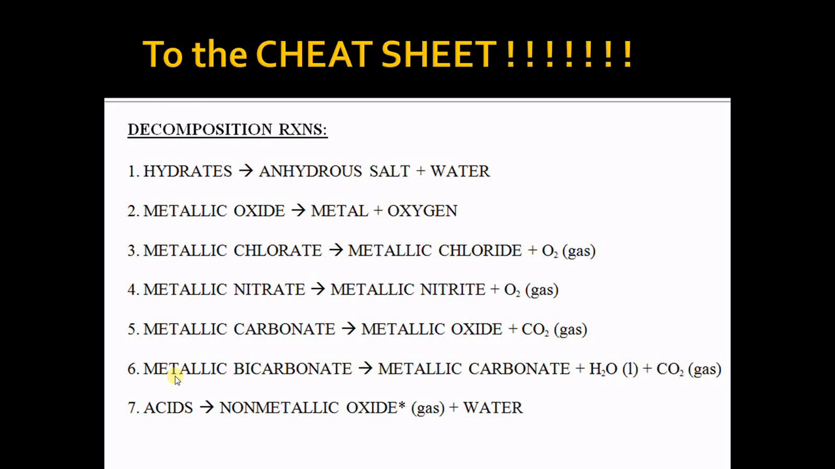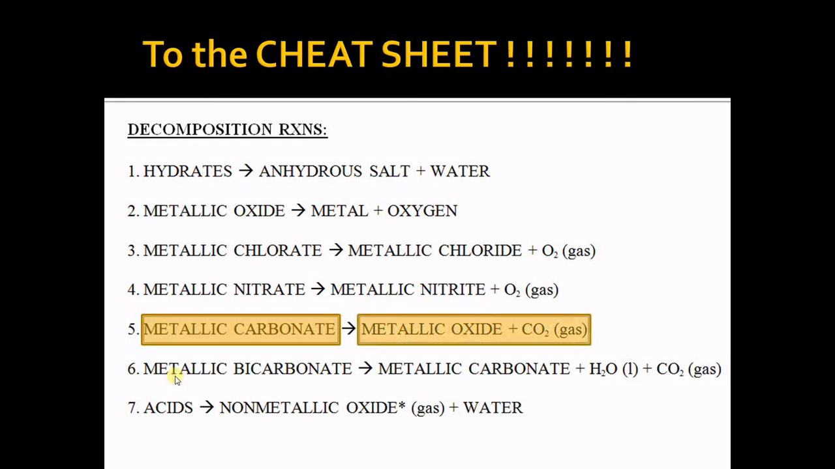Potassium is a metal, right? And then you have a carbonate. So you have a metallic carbonate. That looks like it's number 5. You're going to make a metallic oxide plus CO2 gas as your product for this one. So your metal is potassium. You're going to make potassium oxide plus CO2.